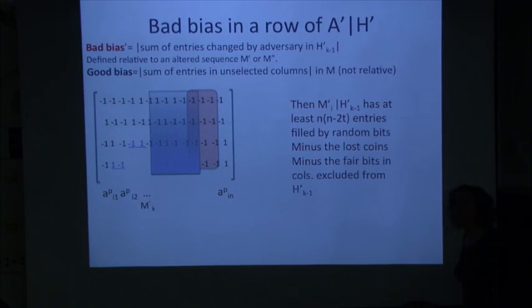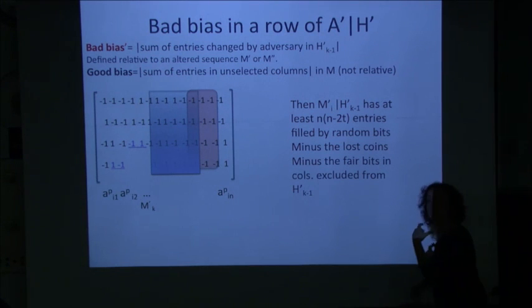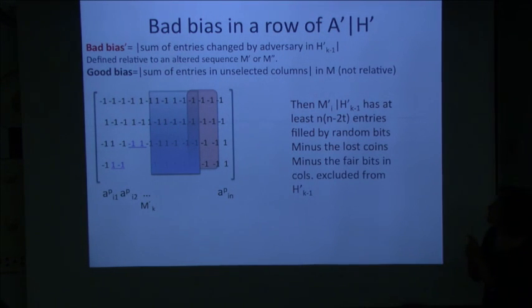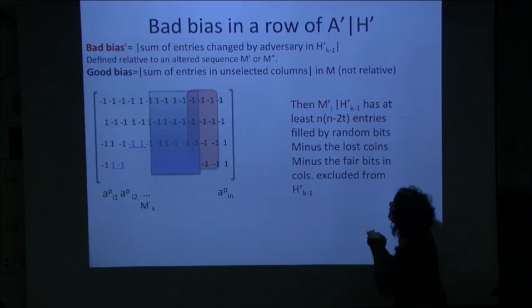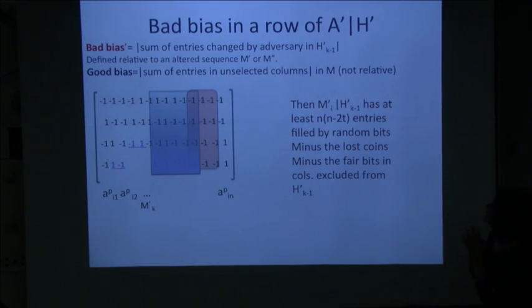All right, so the goal is to detect bad bias. Now, what's bad bias? It's the absolute value of the sum of the entries changed by the adversary that we're still considering, that are still in H. Okay, so that could depend on the stream, the sequence that you're in, because the adversary could arrange that the H's are different. Because there's an absolute threshold for determining these H's, and by varying things by one, the adversary can actually change which columns are selected, so there could be different H's for the two different sequences. The good bias is the sum of the entries in the unselected columns.